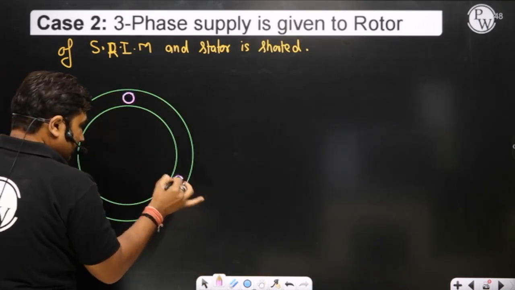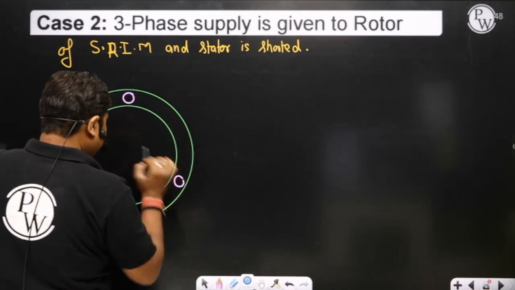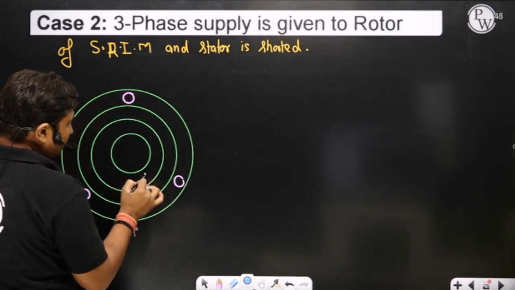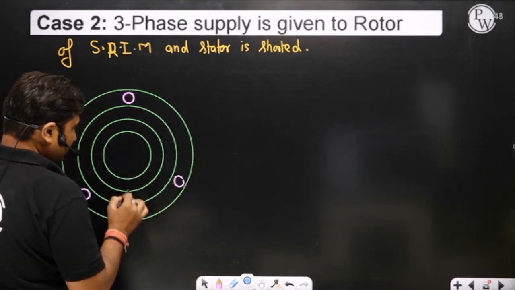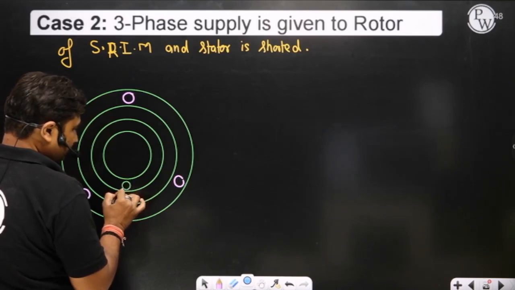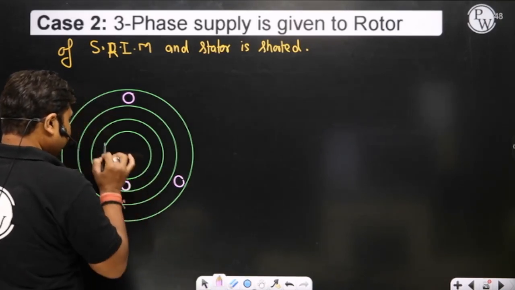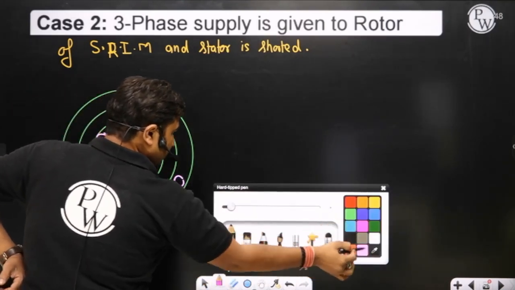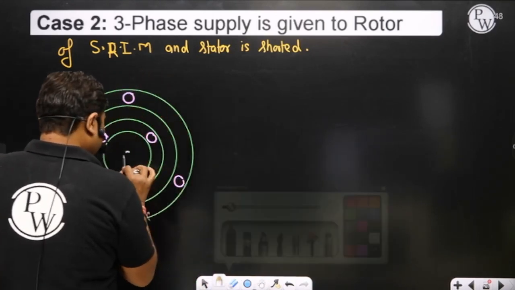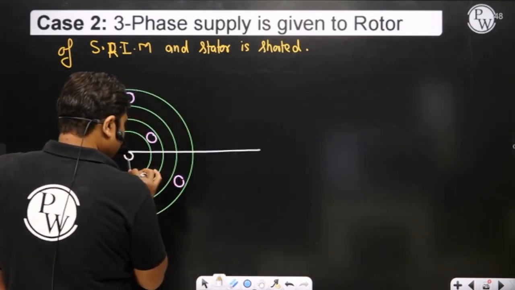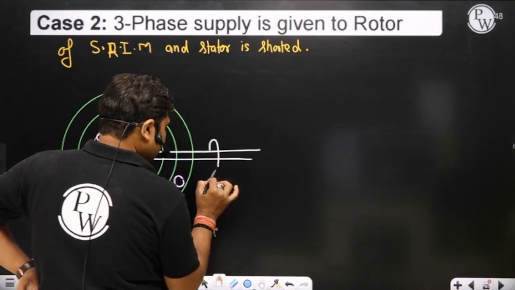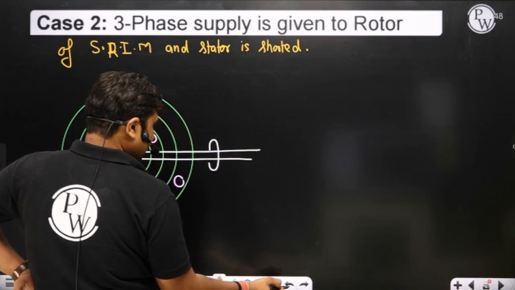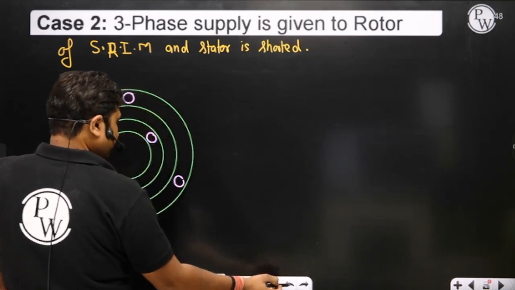Stator is 3-phase and we have rotor also 3-phase. So this will be your A phase, B phase and C phase. The 3-phase rotor side is supplied with the help of slip rings. I'm just representing it directly instead of writing all these things.